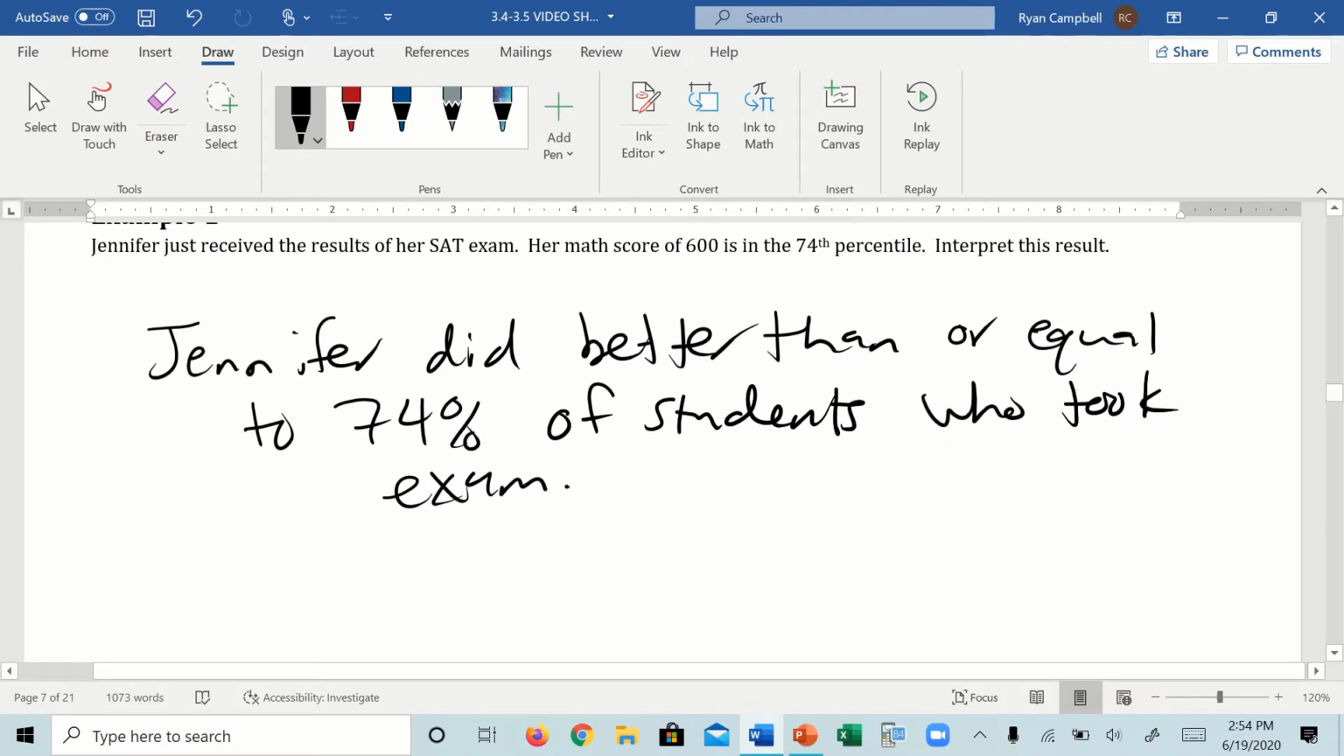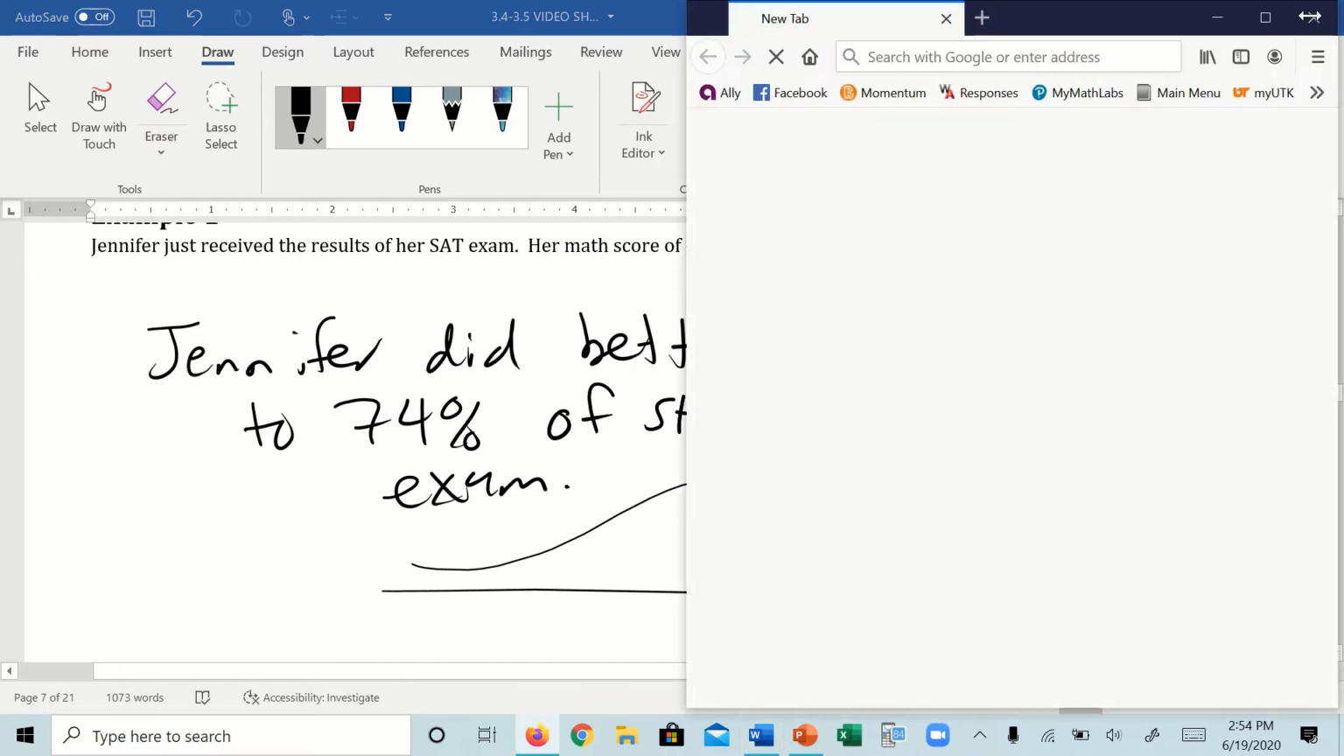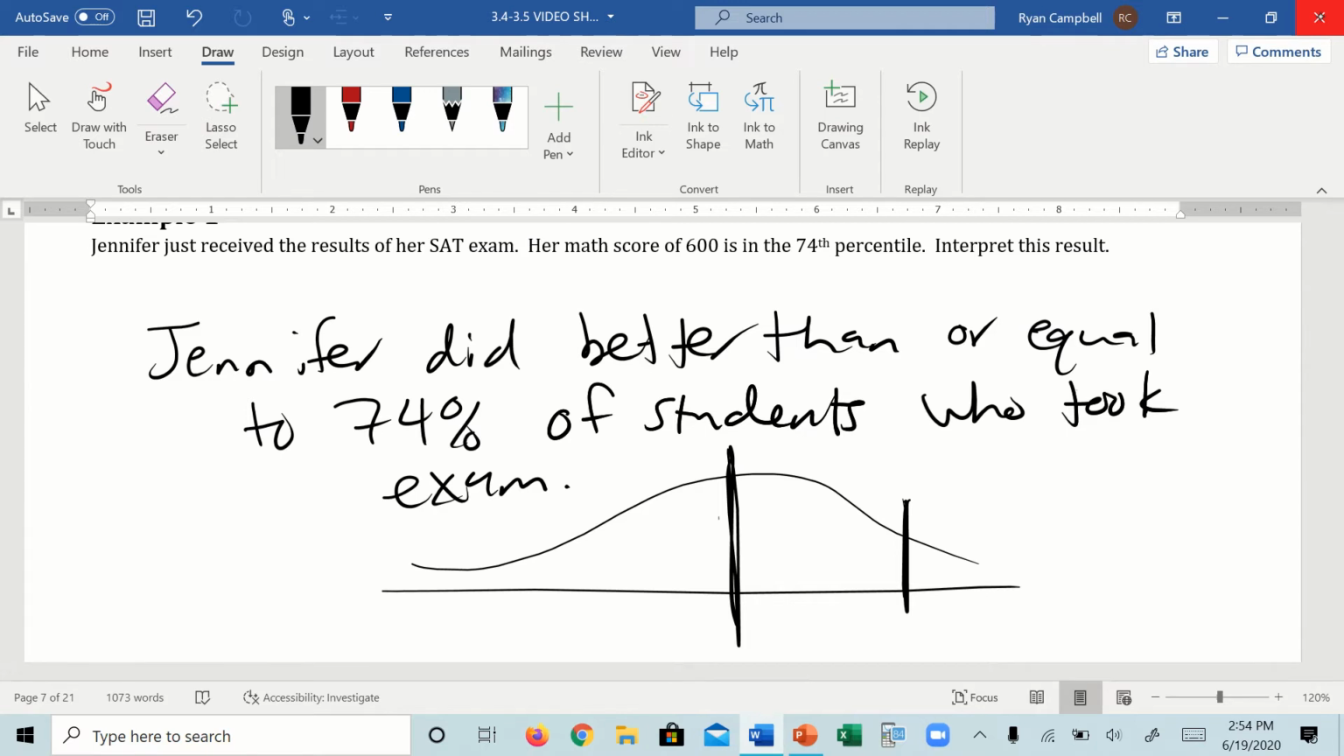So if we kind of drew a graph of that, if this is where average is, she would be kind of up here. Right? This is the 50th percentile, right in the middle, 50%, so she's more than halfway.